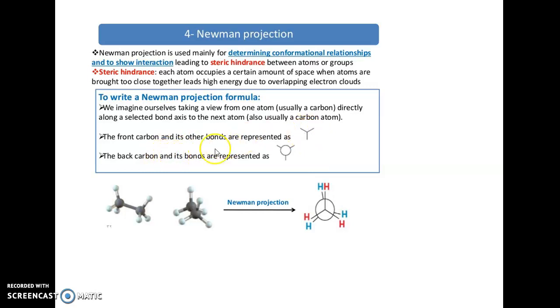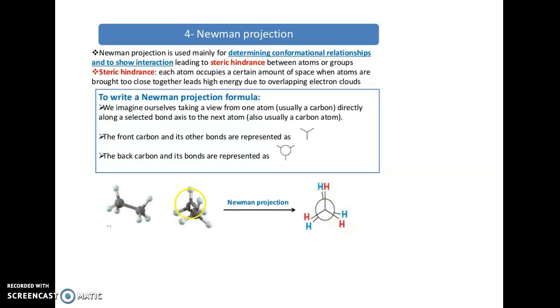Whereas the back carbon and its bonds are represented by showing a circle with lines for the other bonds. Now this is the case of ethane, which is in eclipsed form. You can see the two carbons with 3 hydrogens. This is the front carbon and this is the back carbon. The front carbon, as usual, has the other 3 bonds. This is one carbon-hydrogen bond, this is another carbon-hydrogen bond, and this is the other carbon-hydrogen bond. This is for the front carbon.